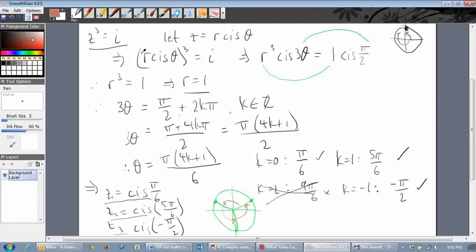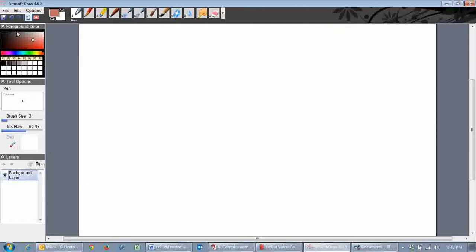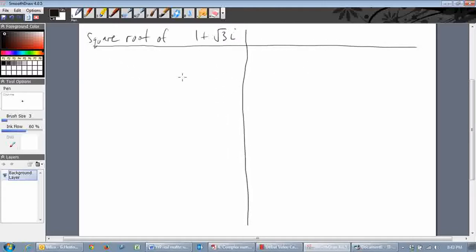Okay, so let's quickly do a square root. When I say quickly, I don't mean quickly. Let's find the square root of 1 plus root 3i. Now there's 2 ways to do it. I'll do it 2 ways. I don't know if I'll fit this on the page. These problems take a lot. So firstly, we'll do it the polar way. Over here, we'll do it the Cartesian way. See if I can fit it all in.